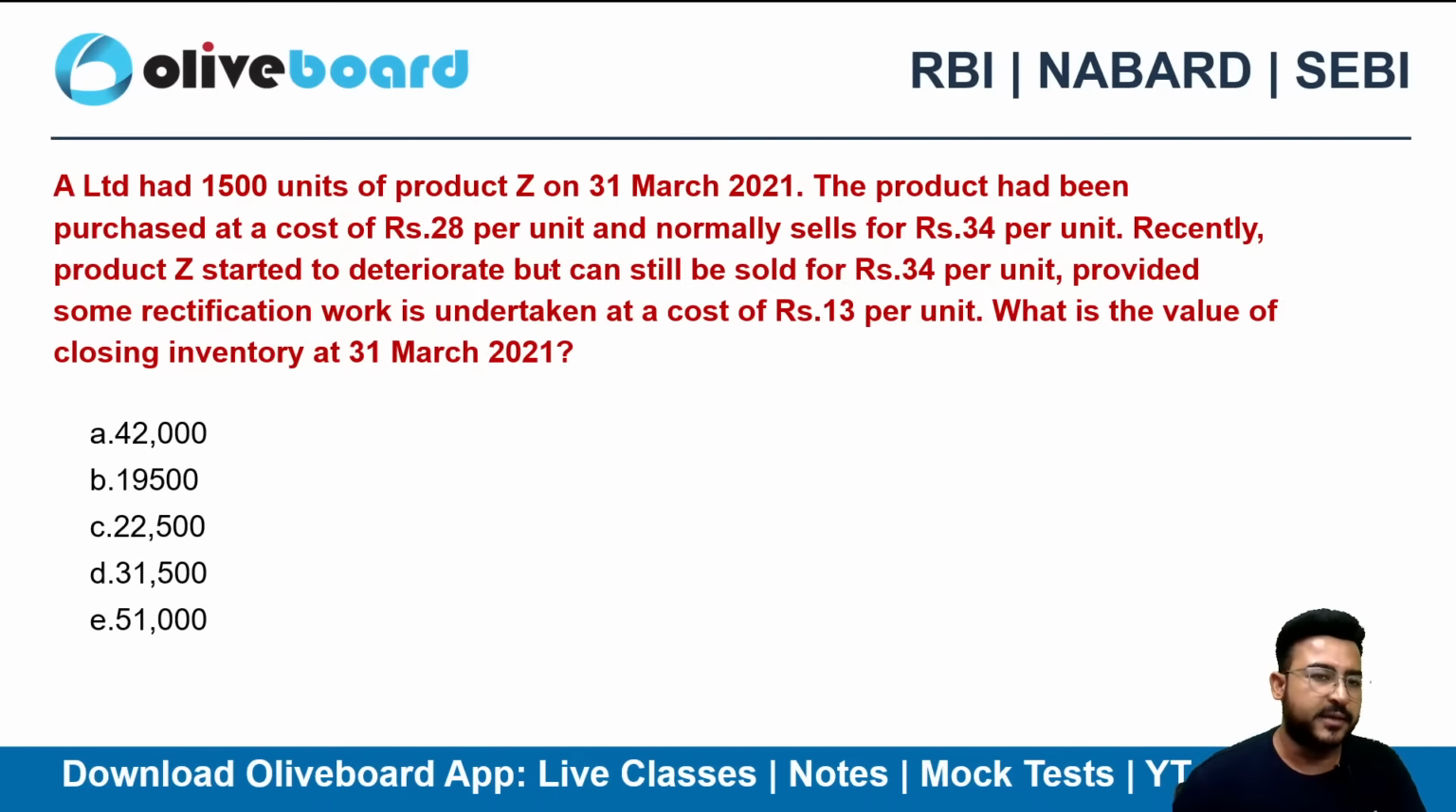Recently product Z started to deteriorate, so the value started going down because of the deterioration, but can still be sold for 34 rupee per unit provided that some kind of rectification work was undertaken at the cost of 13 rupee. What is the value of the closing inventory on 31st March 2021? This is a question from your accounting standard 2.